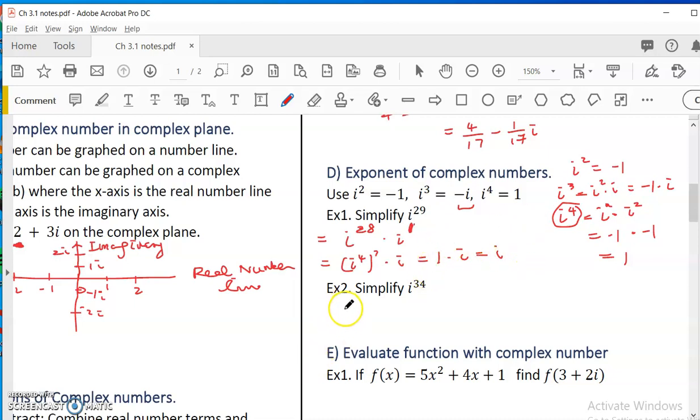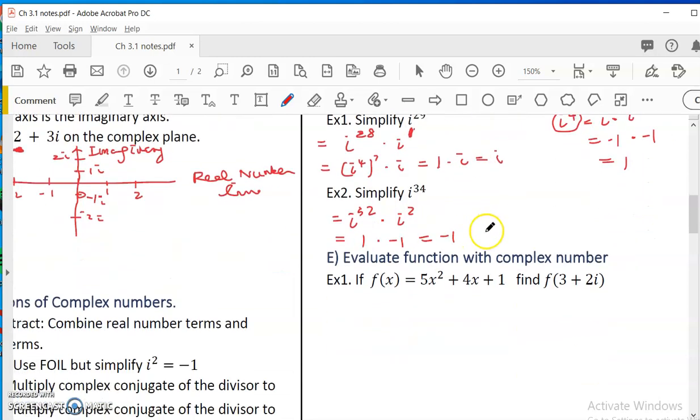What about i to the 34? What is the closest number that is a multiple of 4? Oh, 32, right? So this is the multiple of 4, times what is the leftover, i squared. What is i to the 32? We know it's 1. Anything that is a multiple of 4 in the exponent is 1. i squared is -1. So 1 times -1 is -1, which is also a real number, or in the complex plane.